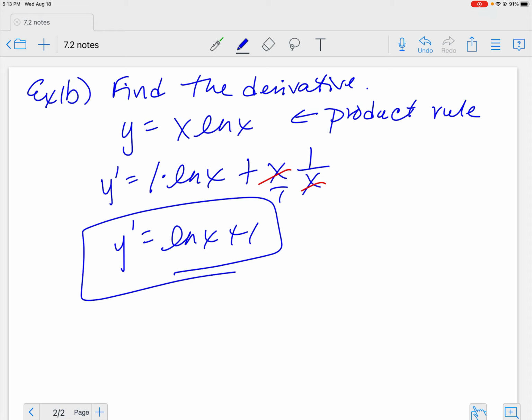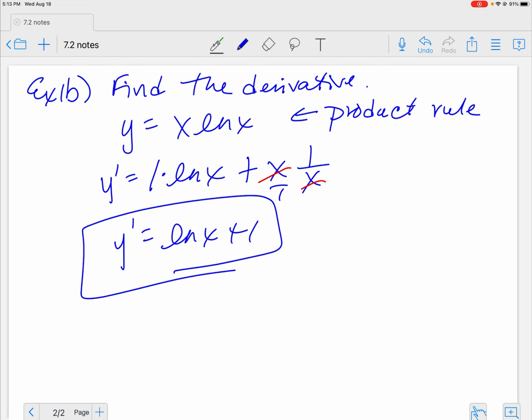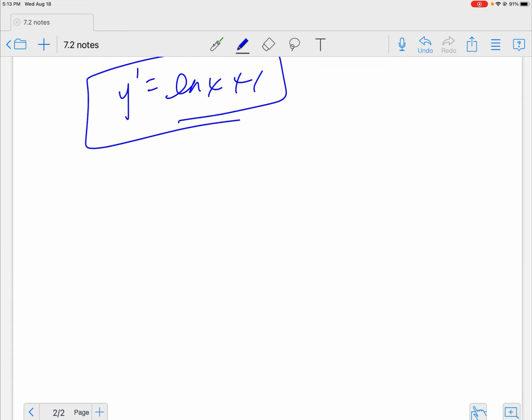You can write y prime over here. You can write dy dx over here. I don't care. I just wrote y prime just because it's what I've got. Okay, let's try this one. Here's one from your assignment. 7.2.13, find the derivative.